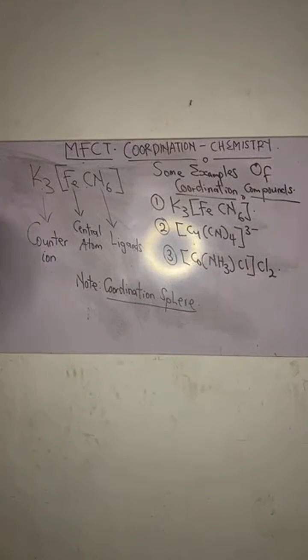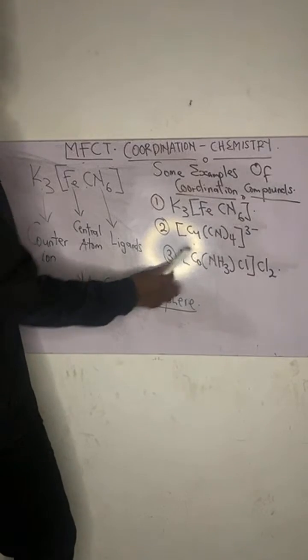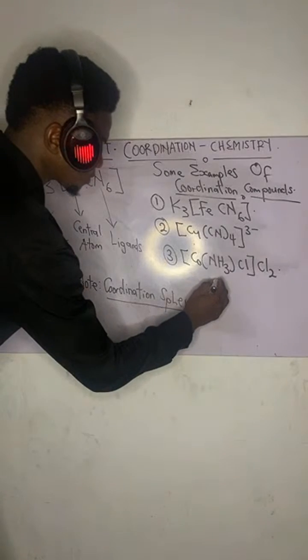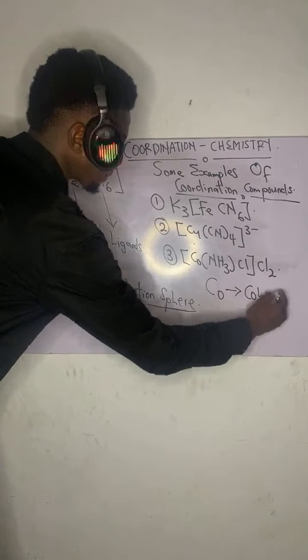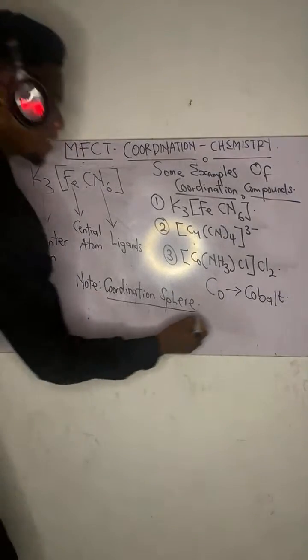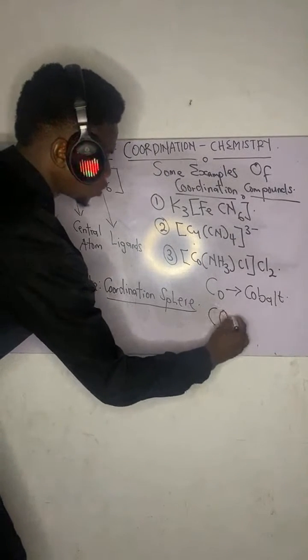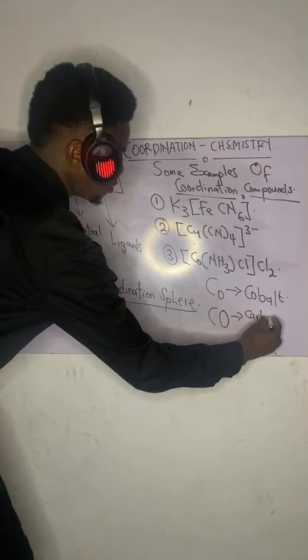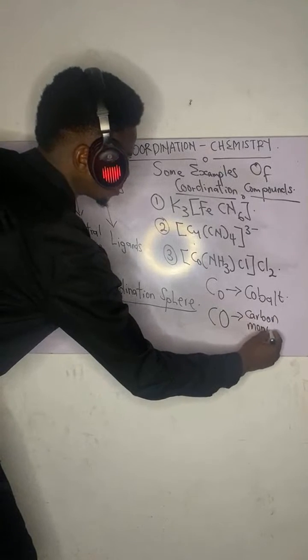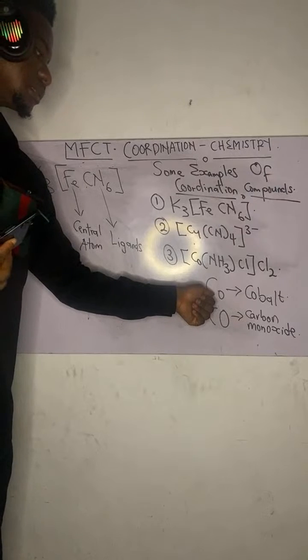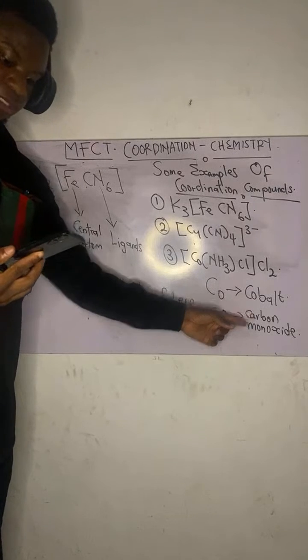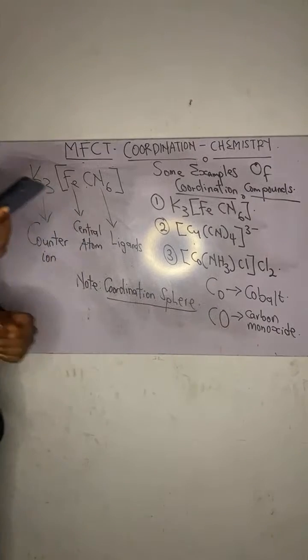But if you check for number 3, you're going to see that the first atom here is Co. Now, whenever you see Co, C and small o, it represents cobalt. And whenever you see capital C, capital O, it represents carbon monoxide. So these two things must not be confused. For cobalt, it will be capital C, small o, while for carbon monoxide, it will be capital C, capital O. So note that very well.